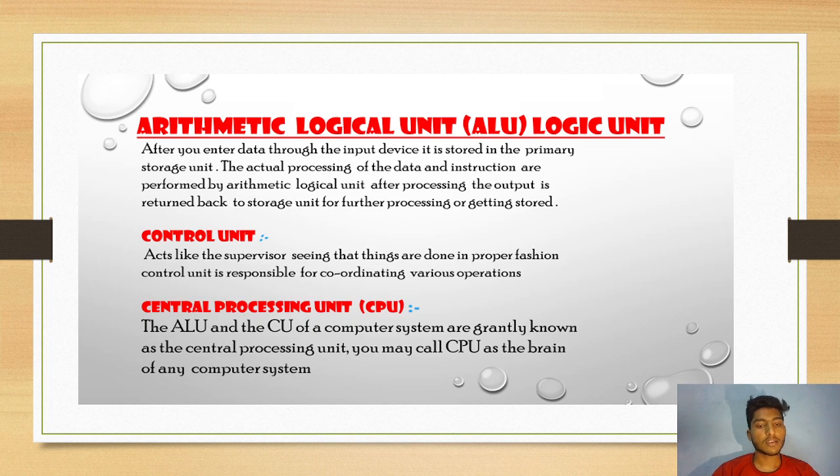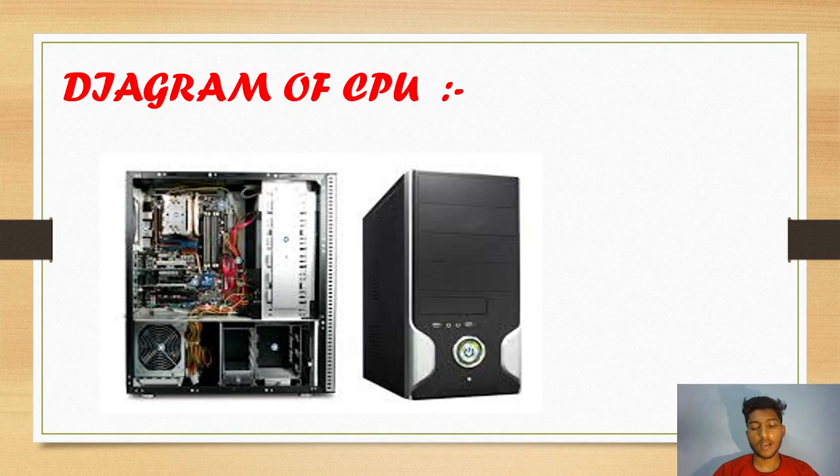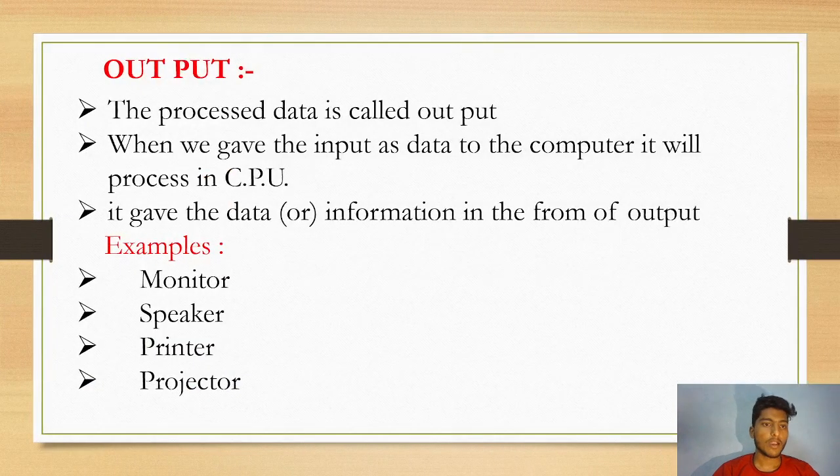And then the central processing unit. The arithmetic and logical unit and the control unit together are known as the central processing unit. You can call the CPU the brain of a computer. The control unit and arithmetic logical unit combined are called the CPU. Here is the diagram of the CPU. And finally, the output.